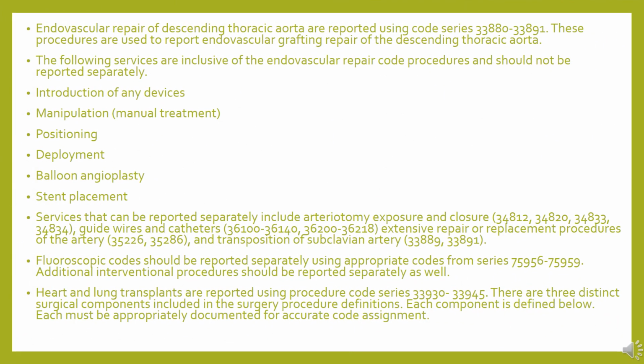Endovascular repair of descending thoracic aorta are reported using code series 33880-33891. These procedures are used to report endovascular grafting repair of the descending thoracic aorta. The following services are inclusive of the endovascular repair code procedures and should not be reported separately: introduction of any devices, manipulation, manual treatment, positioning, deployment, balloon angioplasty, stent placement.